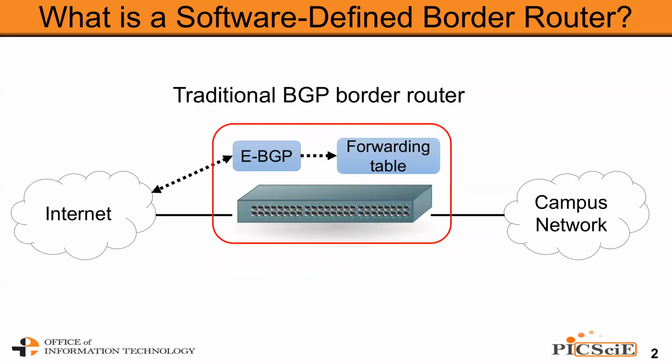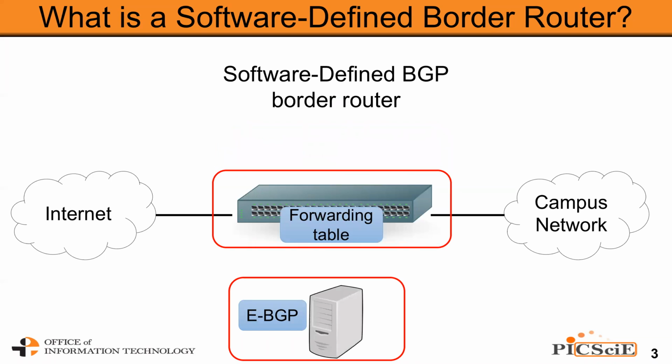I want to start with clearly defining what a software-defined border router is. What you're seeing here is a traditional BGP border router, of course. The router talks eBGP, and it will exchange routes with the external ISP you have. It will update the forwarding table based on the routes it learned and advertised. And of course, all of this will happen in a single box.